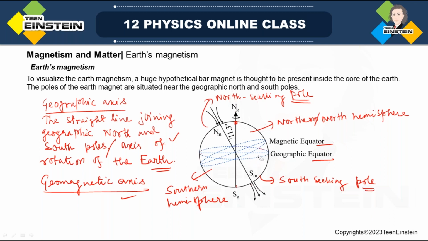All right, so similar to the geographic equator, we can imagine a magnetic equator as well, which is the great circle. You can see this is also another great circle which is perpendicular to the geomagnetic axis. Look, this is the geomagnetic axis, and this is the great circle on the earth surface. So this is called the magnetic equator, and this plane is called the magnetic equatorial plane, geomagnetic equatorial plane.